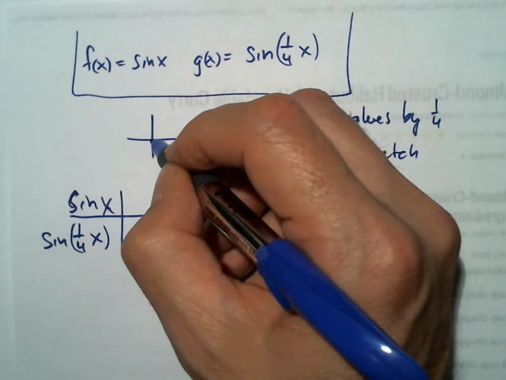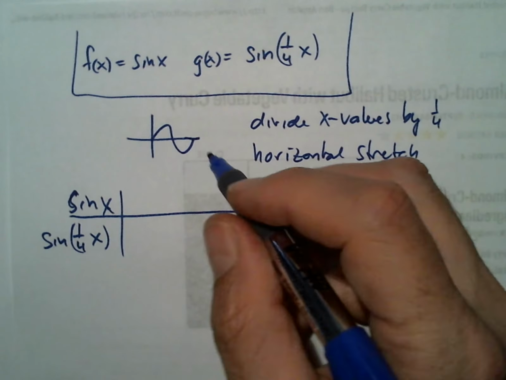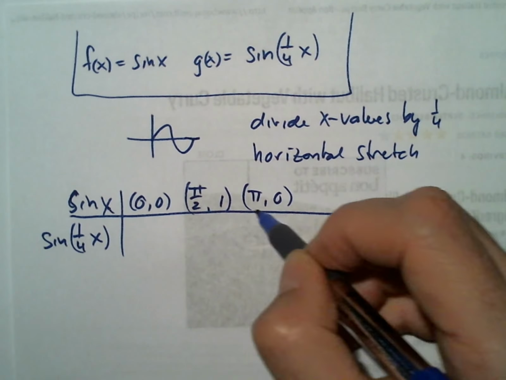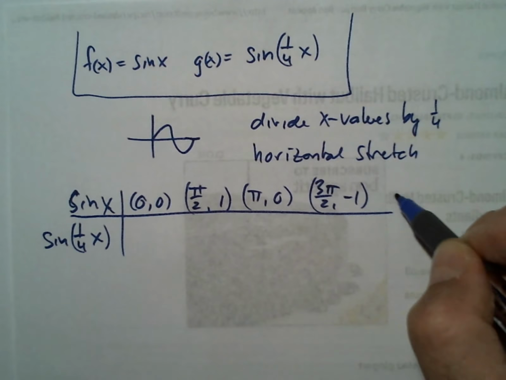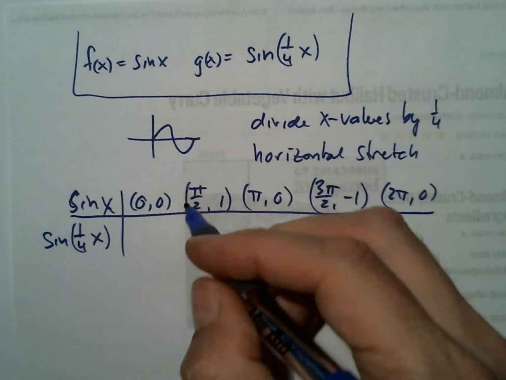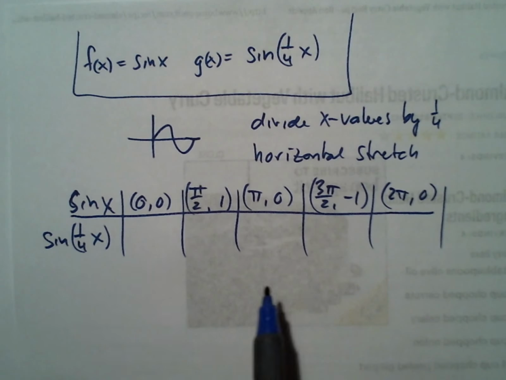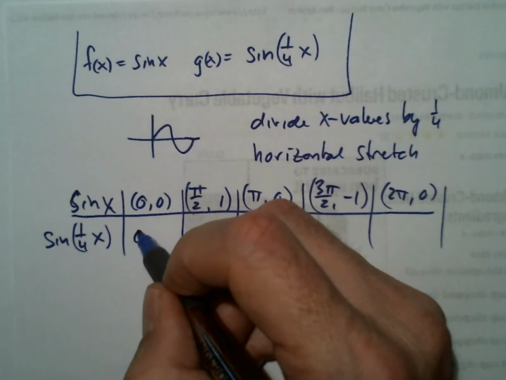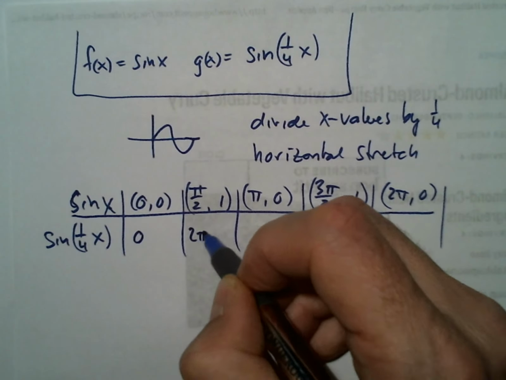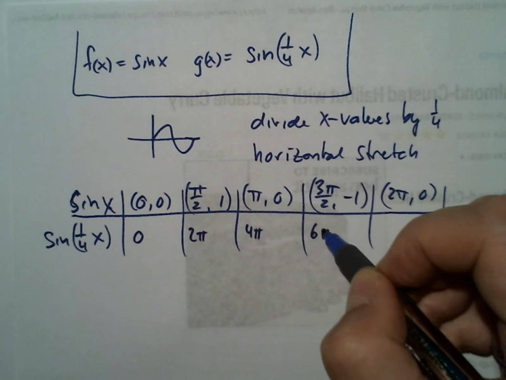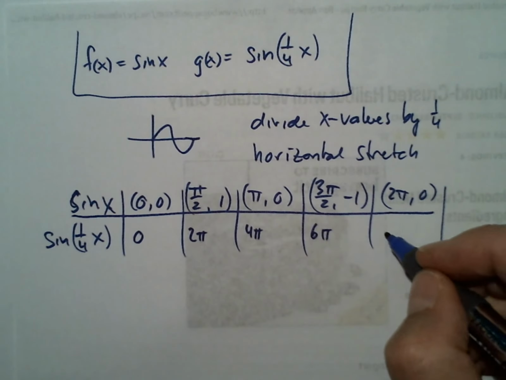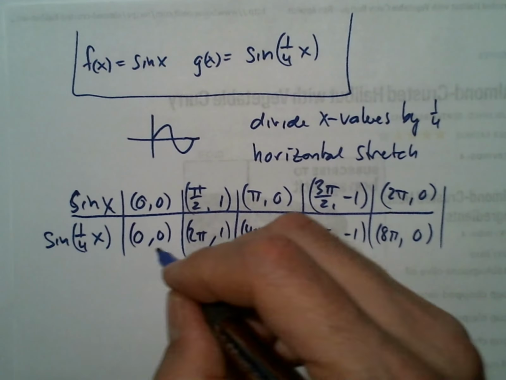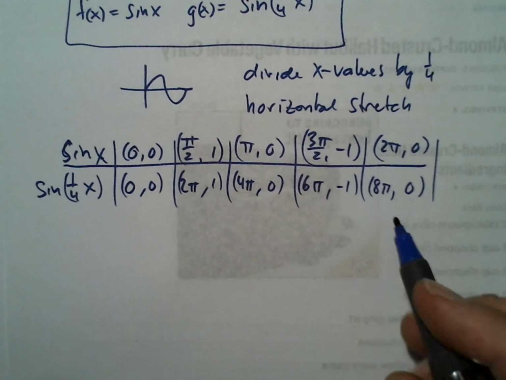And let's use the points for the parent function 0, 0. And then we'll go to pi over 2, 1, pi 0, 3 pi over 2, negative 1, 2 pi 0. We know we have to divide the x values by 1/4. That means we can multiply by 4. Multiply the x value by 4. That'll be 4 pi over 2, 4 pi, 6 pi. We can see that we're going up 2 pi, 2 pi, 2 pi, so that's going to be 8 pi. We know we have to draw it all the way out to 8 pi.